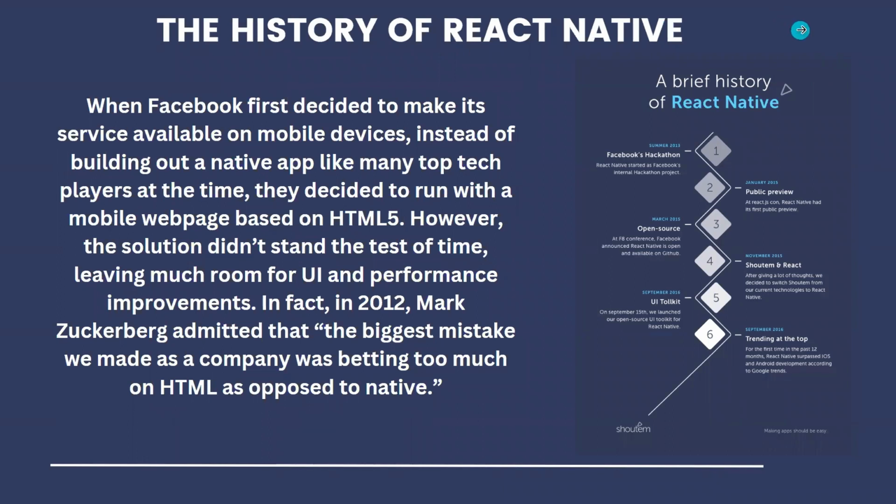The history of React Native. When Facebook first decided to make its service available on mobile devices, instead of building out a native app like many thought they would at the time, they decided to run with a mobile web page based on HTML5. However, the solution didn't stand the test of time, leaving much room for UI and performance improvement. In fact, in 2012, Mark Zuckerberg admitted that the biggest mistake we made as a company was betting too much on HTML as opposed to native. So next slide.